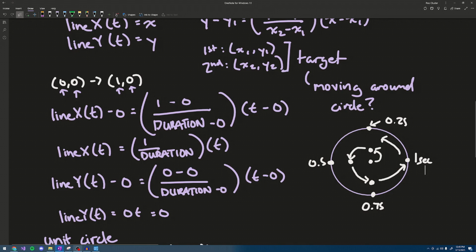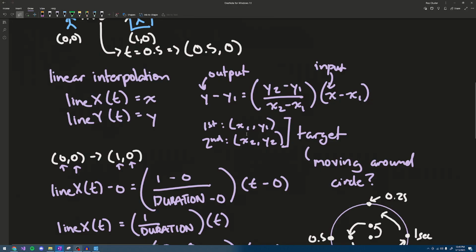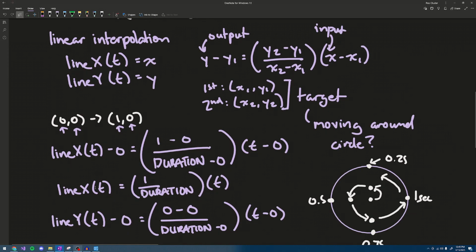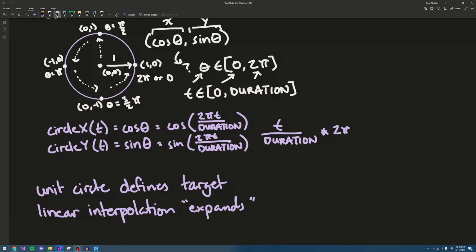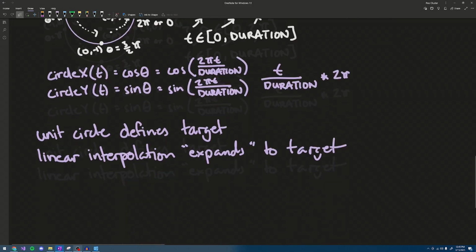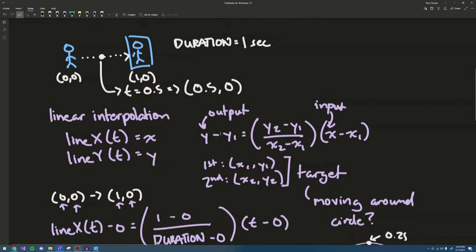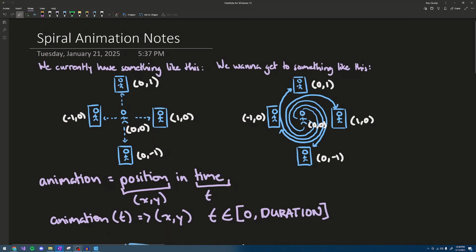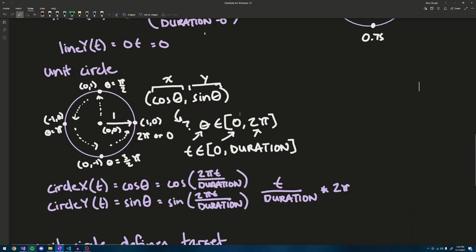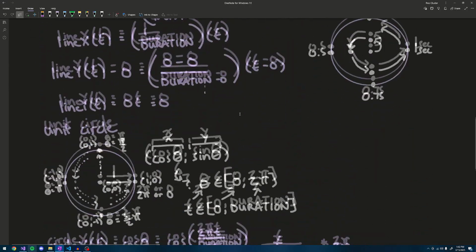One thing you may have noticed is that the unit circle is actually going to be the one to define the target position that will be used for the linear interpolation. Unit circle defines target, and linear interpolation expands to target. Now, there's a couple more things we can do to mess with these equations to make it look cooler, but that is the general concept of how you would go about deriving a simple spiral animation from the original linear interpolation.